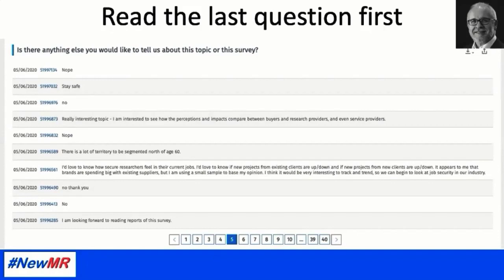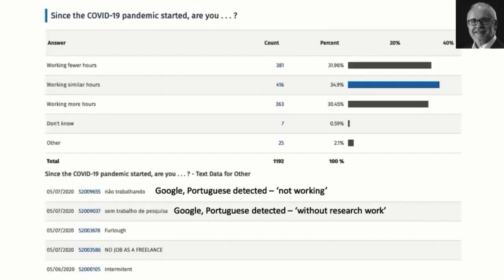And if there are problems with the study, we see that mentioned here. We see all sorts of comments. So when I look at this, I will look at the fieldwork 2 or 3 times a day. The first thing I look at is the last question. Nope, stay safe. No, really interesting topic. Nope. So we're looking through those, checking for any signs of problems with the survey instrument.